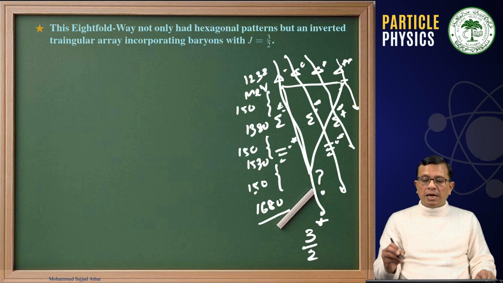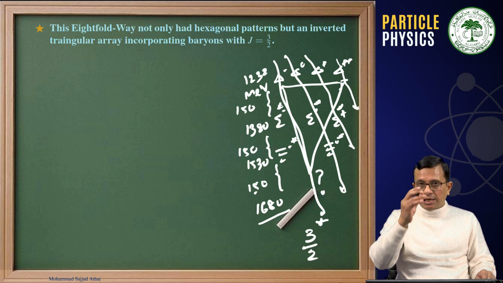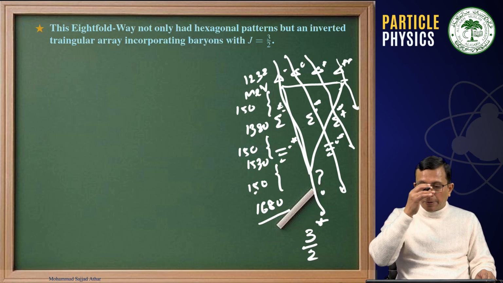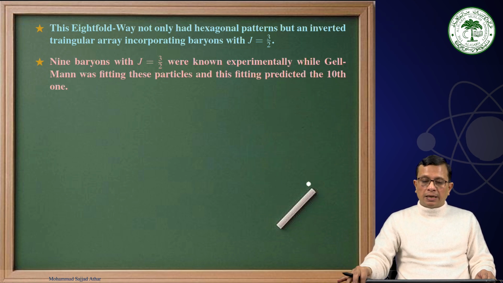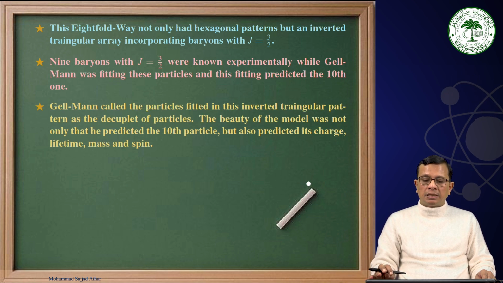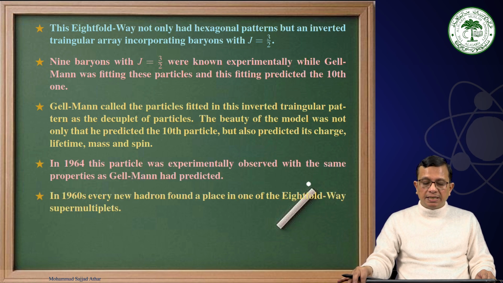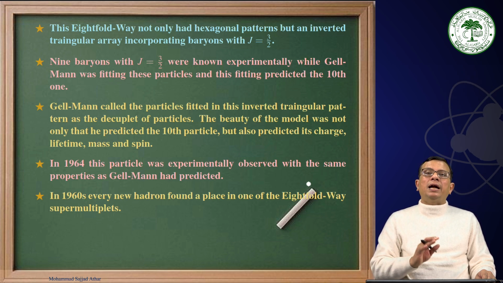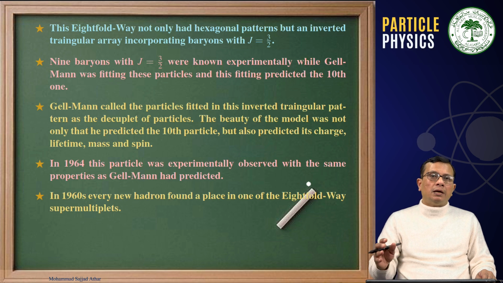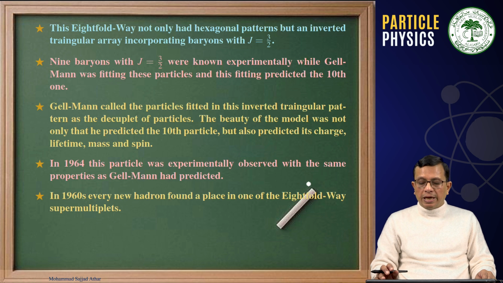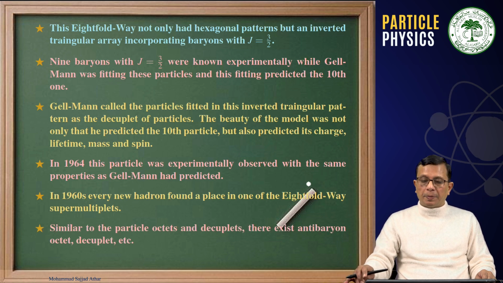moreover, besides this, he also predicted the lifetime of this particle. Therefore, the great success of this eightfold way was the prediction of this 10th particle, which was later observed in the experiments at BNL. And this particle was observed in 1964. And not only that, in the 60s, with the development of accelerators, we observed many new hadrons, and they found a place in one of the eightfold way supermultiplets.